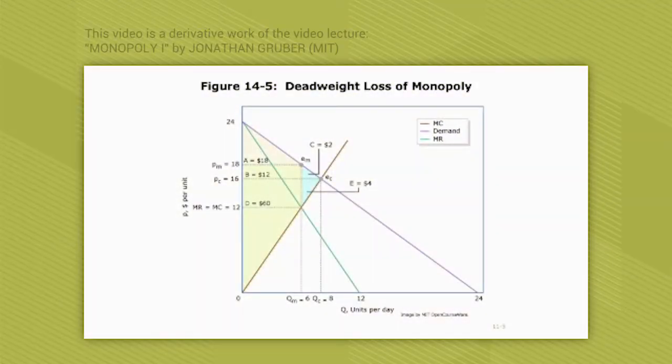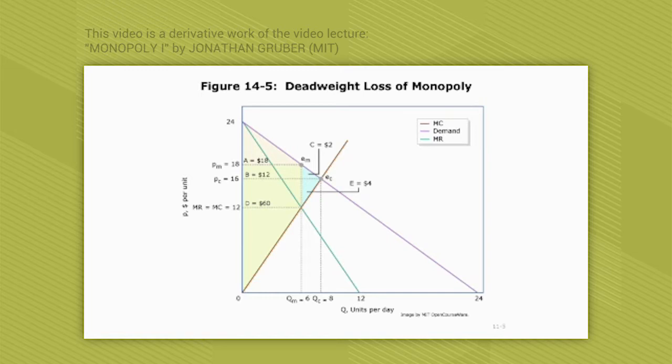So what are the welfare effects of monopoly? What we see is we know that the competitive firm maximizes welfare. We learned that last time. Okay? We know that the best you can do is to sell 8 units at a price of 16. What happens when you sell 6 units at a price of 18?